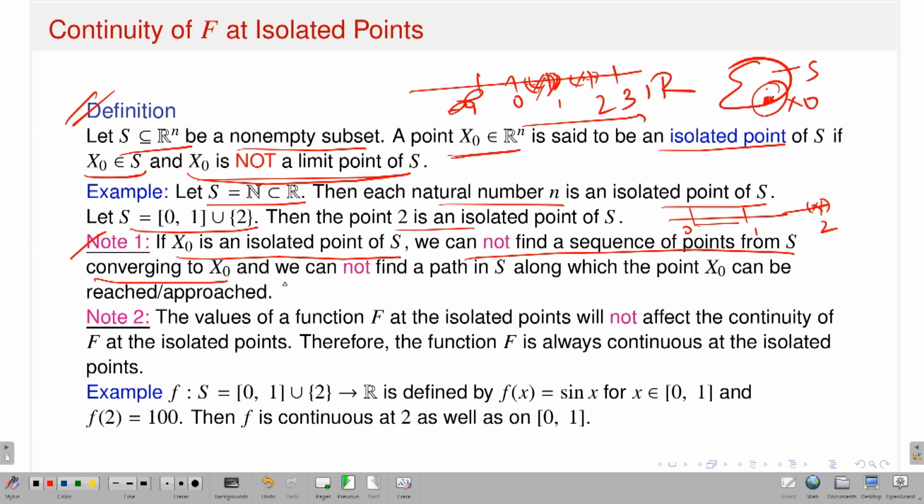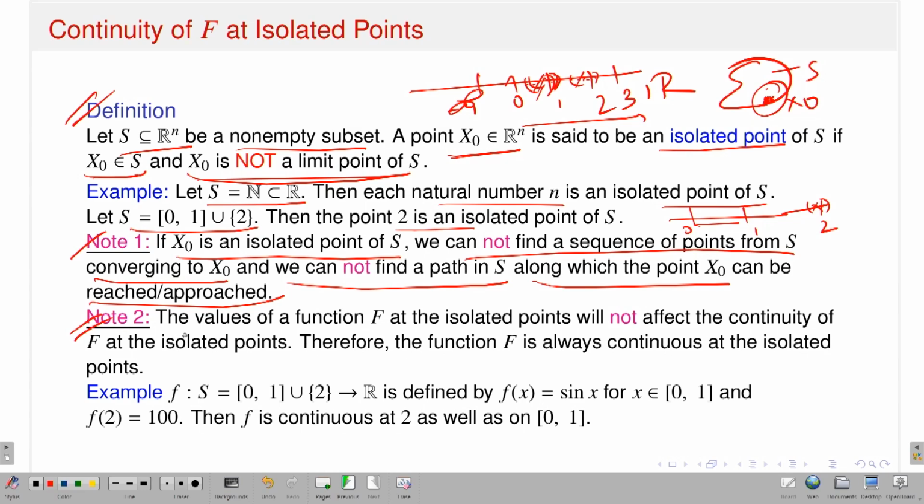In other words, we cannot find a path in X along which the point x naught can be reached or approached. So if I have a point x naught which is an isolated point of S, that means we cannot find a path inside the set S which approximates the point x naught. That is very important. Note 2: because it is isolated, you cannot have any other point in the set S except the point x naught.